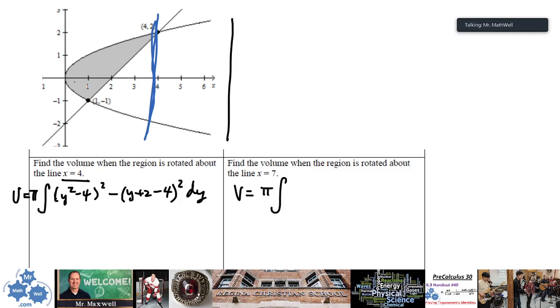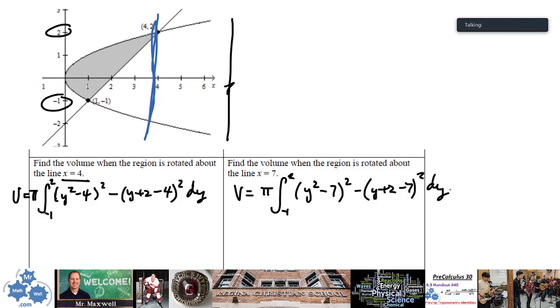Oh, I didn't put the limits of integration. Obviously, we're going to go from -1 to 2 here as well. -1 to 2. And same thing, y squared, but minus 7 now, all squared, minus y plus 2 minus 7, all squared, dy.